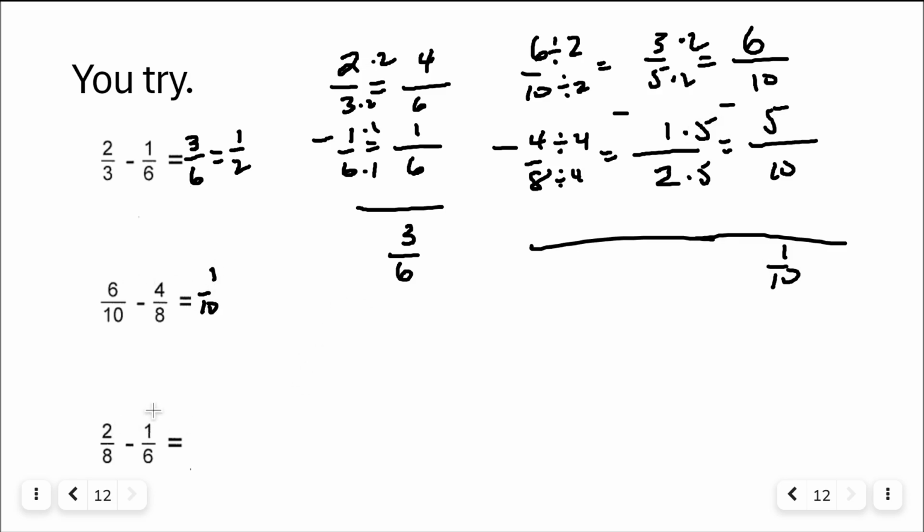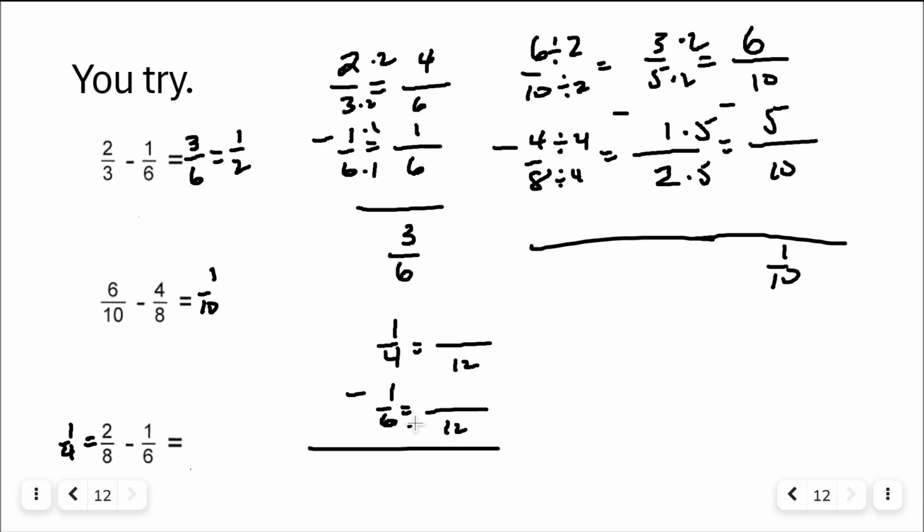And then finally, we have 2 over 8 minus 1 over 6. 2 over 8, I'd probably change that into 1/4. So that's 1/4 minus 1/6. Common denominator this time is a 12. So the bottom fraction gets multiplied by 2. Top one gets multiplied by 3. And that gives me 1 over 12. That's my answer for that one.